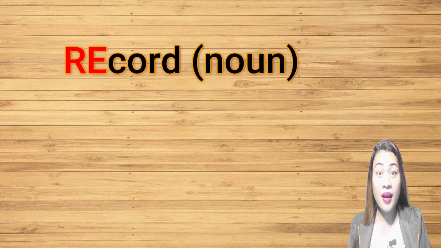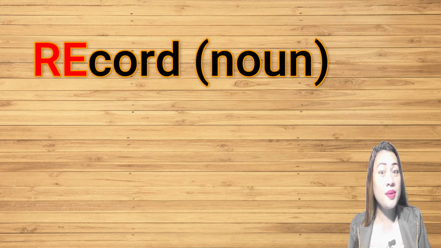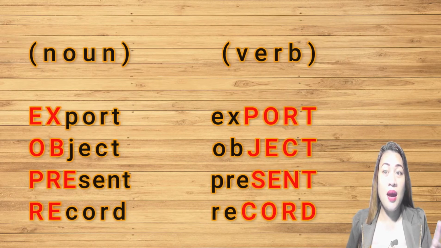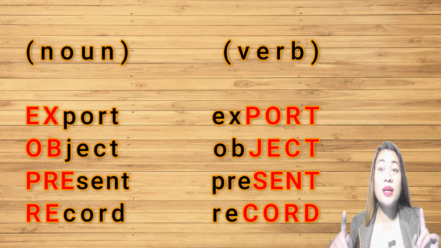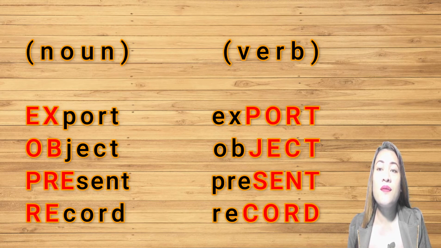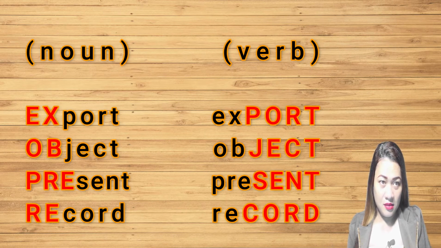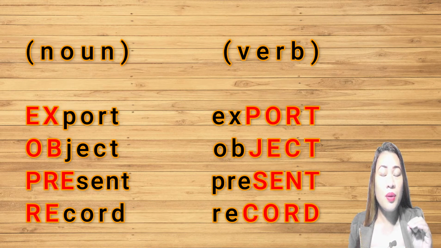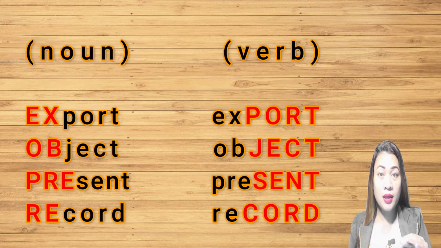And when we say record, that is a noun. When we say record, that is a verb. So you can see the difference between a noun and a verb. So you can hear the stress, the first syllable in the word export, that is a noun. And when we hear the word export, that is being stressed on the second syllable, that is a verb. So I hope you get our first feature in English, and that is the stress.